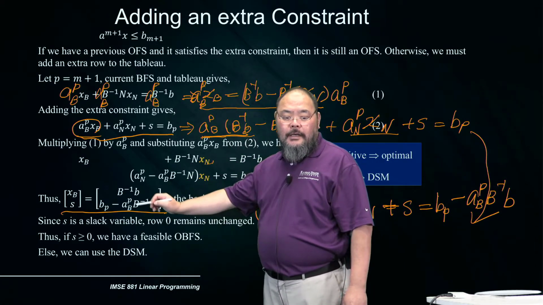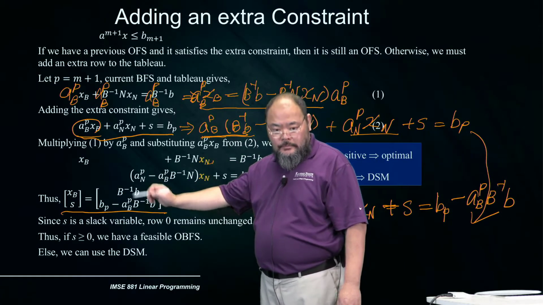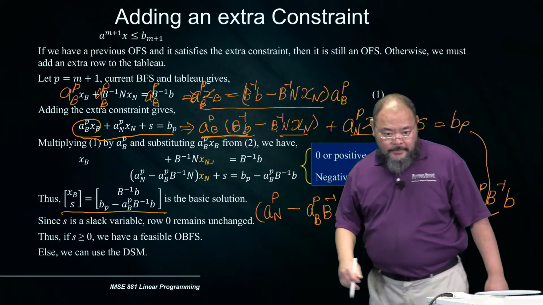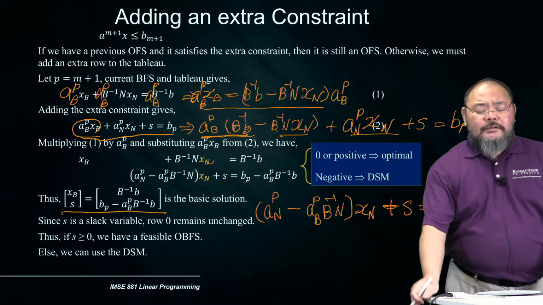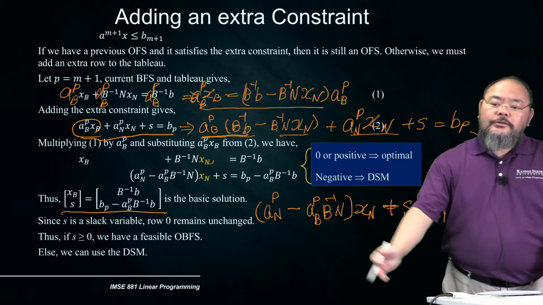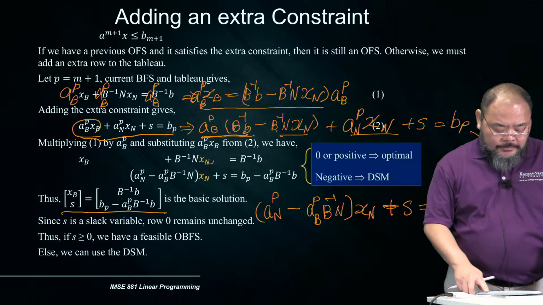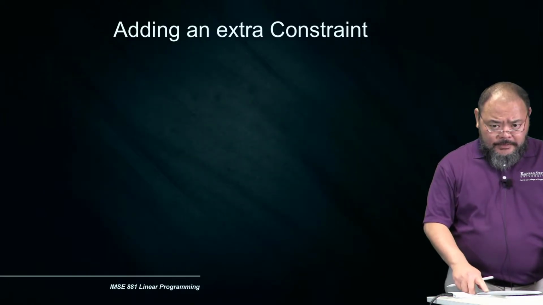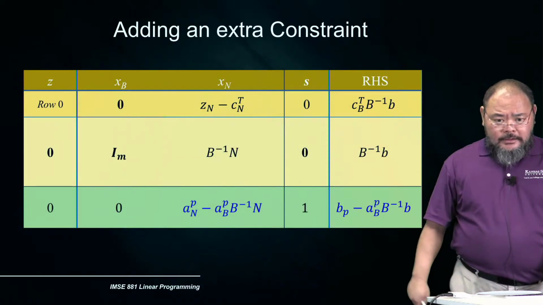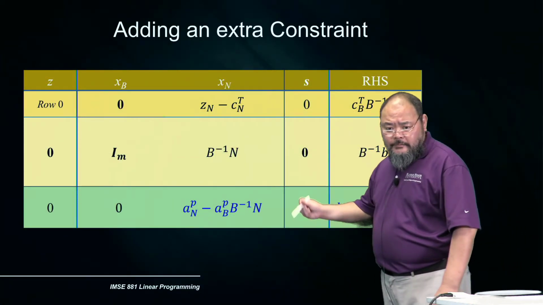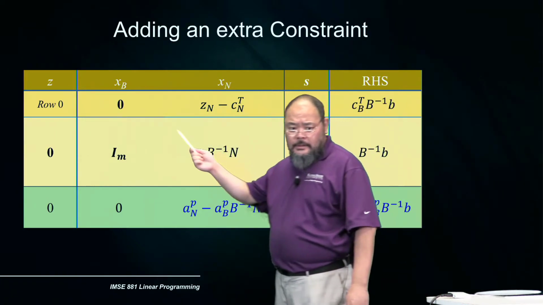If the right hand side values are both still non-negative, we're fine. If some of them are negative, then we'll do a dual simplex iteration. Let's look at an example. Next iteration, adding a constraint. What I have here is summarized from the previous, okay?